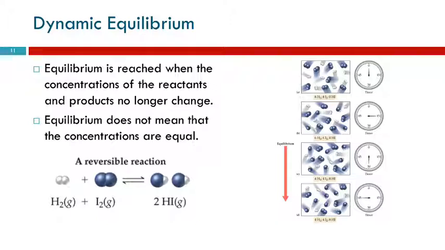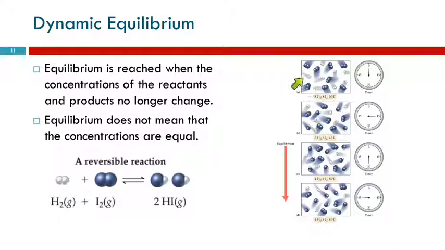Okay. So again, we're still looking at this hydrogen iodide reaction. It's reversible. If we start out at time 0 with only reactant molecules, here we've got 8 molecules of hydrogen, 8 molecules of iodine, and 0 molecules of HI, the product. The reaction can only proceed in the forward direction because there are no HI molecules to interact with each other.